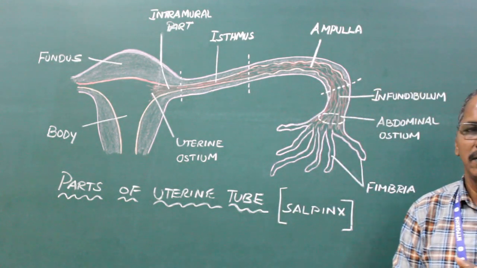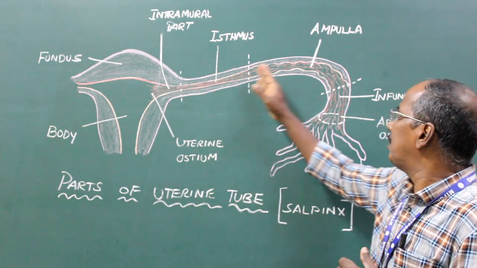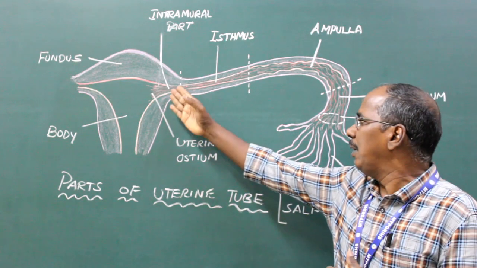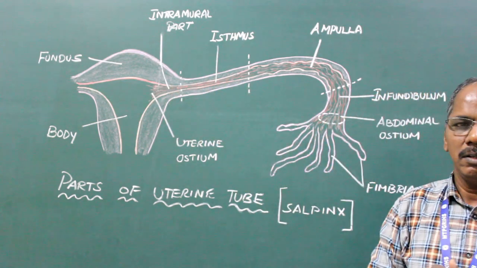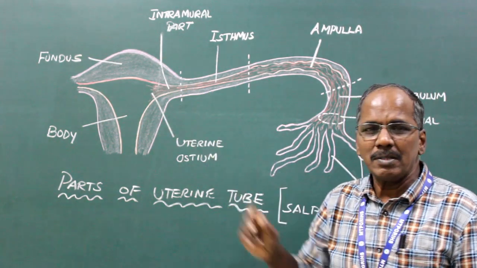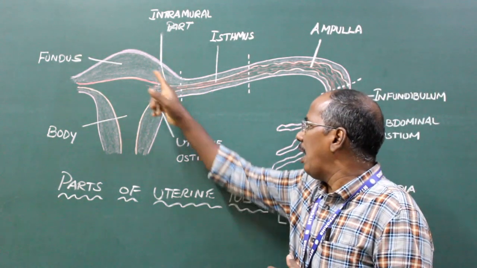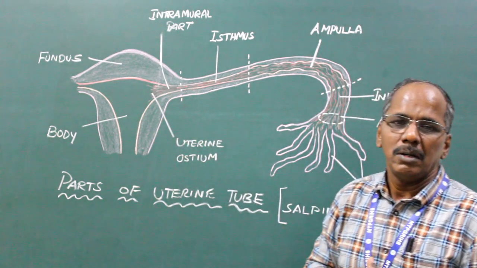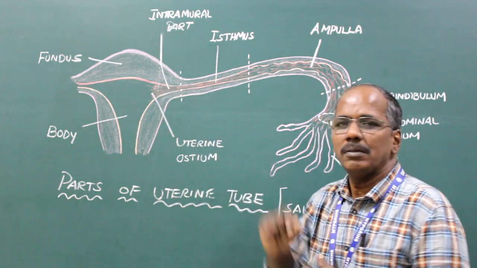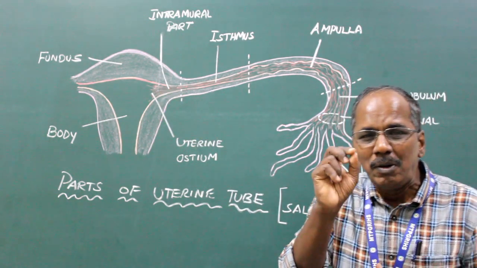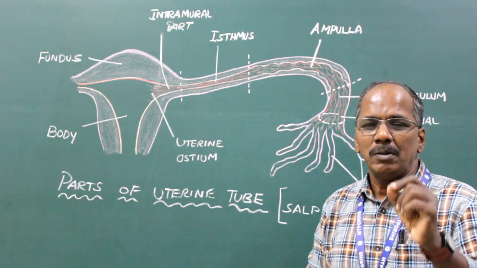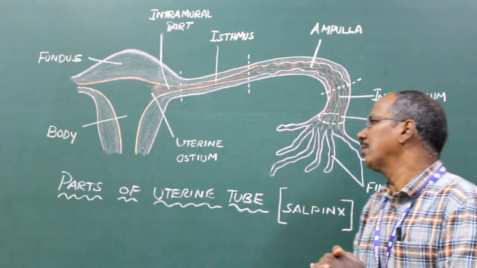External features. It is about 10 cm long. It has two ends, medial end and lateral end. The medial end opens into the lateral angle of the uterus, and the uterine ostium, that is the lumen of the medial end, is about 1 millimeter in diameter.